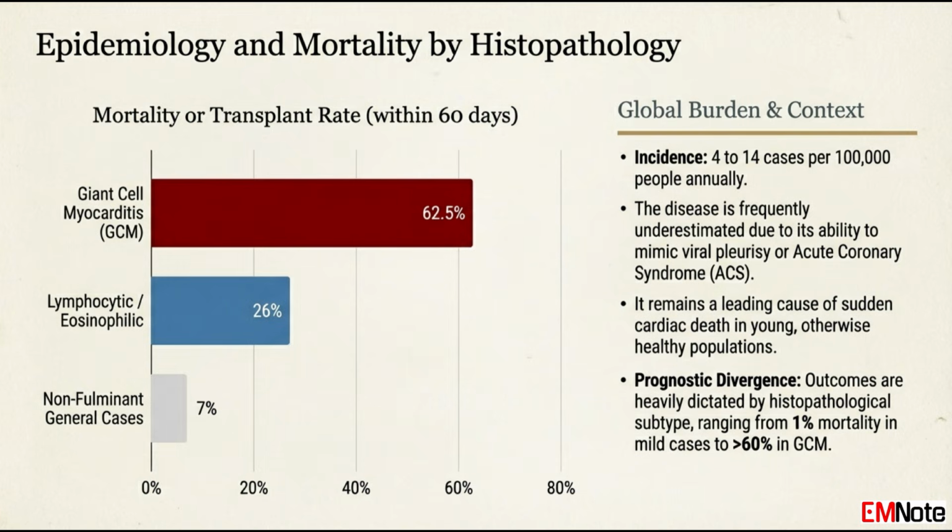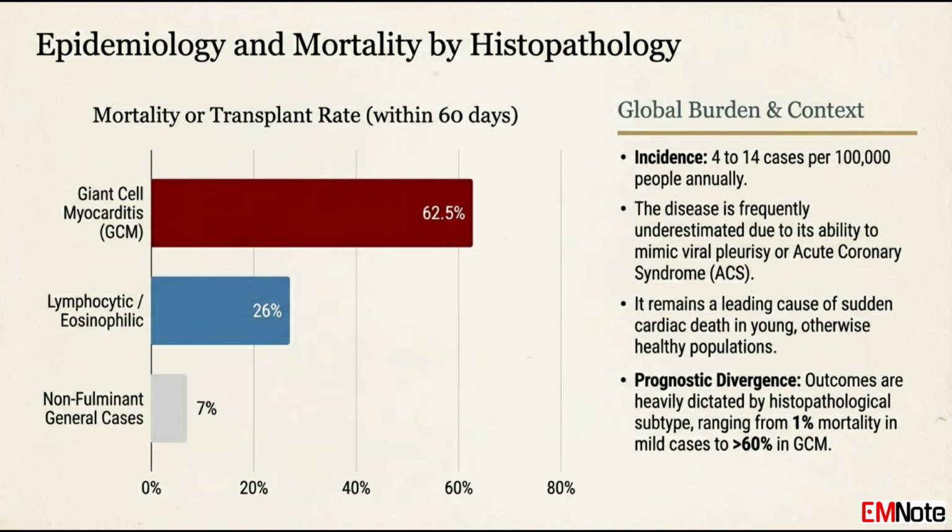Give me the global incidence. You're looking at about 4 to 14 cases per 100,000 people annually. That sounds rare, but the mortality numbers tell a completely different story. What's the baseline for the non-fulminant cases? It's about 1 to 7%.